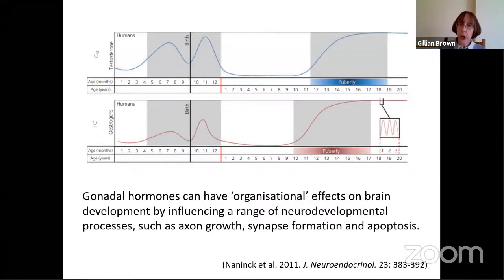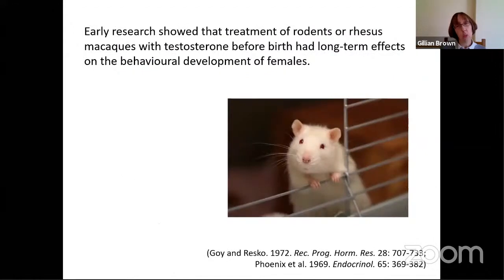What research has shown is that these gonadal hormones can have organizational effects on brain development by influencing a broad range of neurodevelopmental processes, such as axon growth, synapse formation, apoptosis, so cell death, and myelination. The framework of talking about activational effects in adulthood and organizational effects during these early stages of life has been within behavioral neuroscience, behavioral neuroendocrinology for the past 60 years. This is really when the field took off, in the late 1960s, early 1970s.